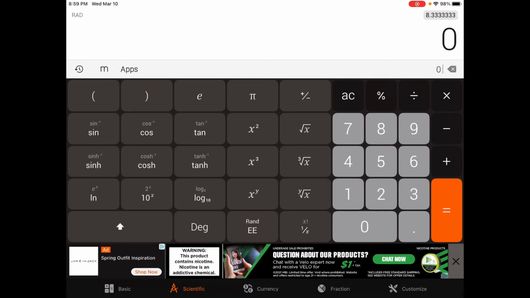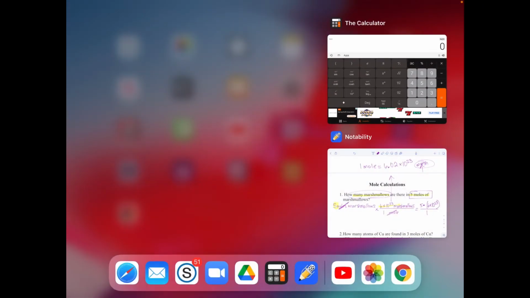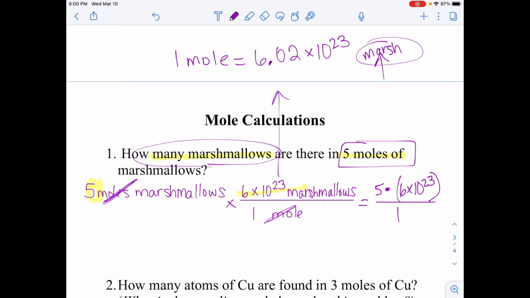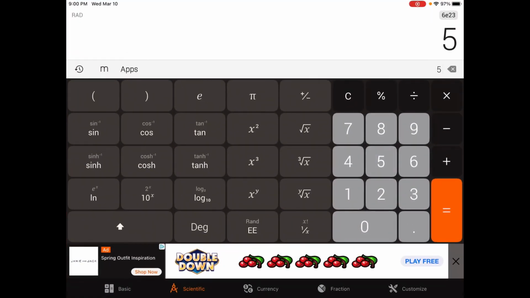Okay, so if I'm using a mole, 6 times 10 to the 23rd, I type in 6, double E. That tells my calculator times 10 to the power of 23. Okay, and if I hit equals, it just says the same number there. You just have to know how to read the output that it's going to give you. So if we look at our problem here, we're looking at 5 times 6 times 10 to the 23rd. So I'm going to type in 5, multiplication, 6, double E, 23.